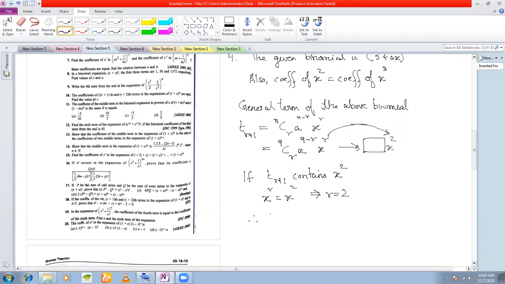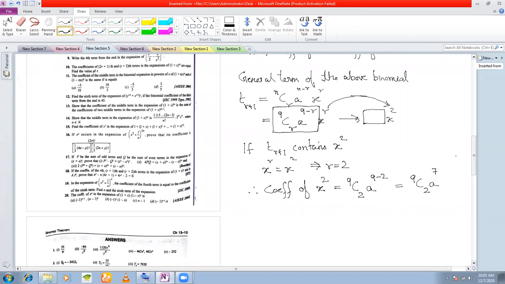Therefore, what is the coefficient of x square? This one is the coefficient of x square, right? The coefficient of x square is 9C2 a to the power of 9 minus 2. This is the coefficient of x square. So you can simplify this to 9C2 a to the power of 7. That is the coefficient of x square.